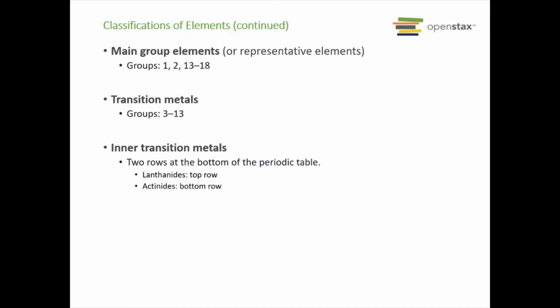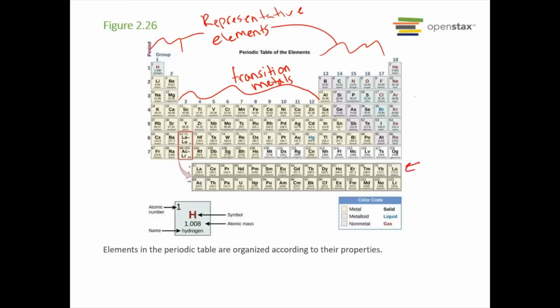The inner transition metals are the guys at the bottom row of the periodic table, the lanthanides and the actinides. That's lanthanides, actinides.